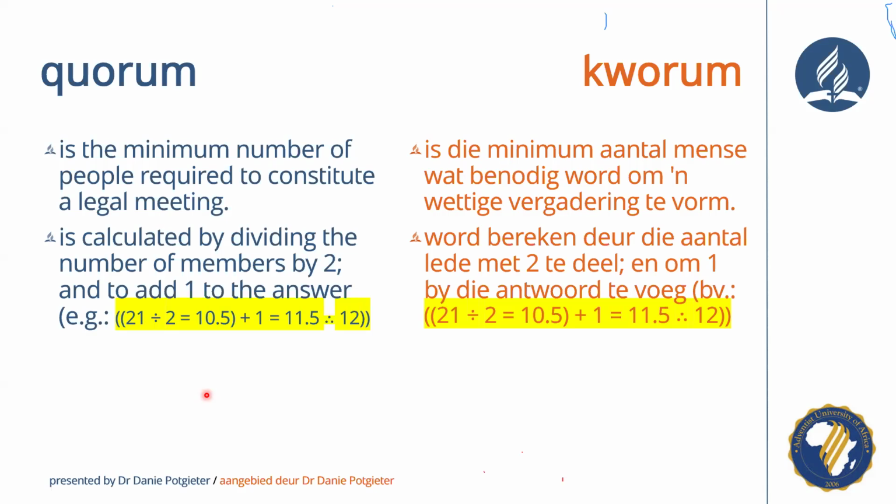And so we use a mathematical formula. The quorum is calculated by dividing the number of members by 2, and you add 1 to the answer. Like if there's 21 members, you divide it by 2, and you will get 10 and a half. And you add 1 to the answer, and so you will have 11 and a half. But then again, you can't work with a half, because we don't have half a person. It's only me that's 1.5 people. But normally we only represent one person. And therefore, if your answer is a fraction, like 11 and a half, then you round it up to the next one. And therefore, if your membership is 21, your quorum will be 12. And if you're less than 12, then you would not constitute a quorum, and you cannot do business on behalf of that meeting.